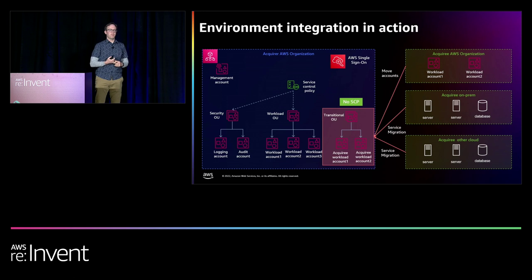So typically, we would recommend that you create a transitional organizational unit where you would put the acquired AWS accounts. You would do some additional auditing to understand how the compliance controls that you would apply through something like a service control policy would impact those accounts. And then once you're comfortable, go ahead and apply that service control policy so that you don't inadvertently break a bunch of things by doing that without doing that testing first.